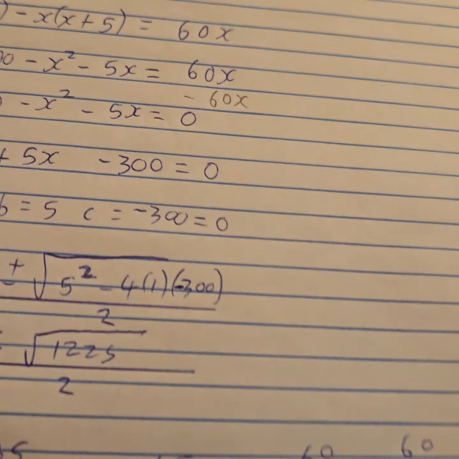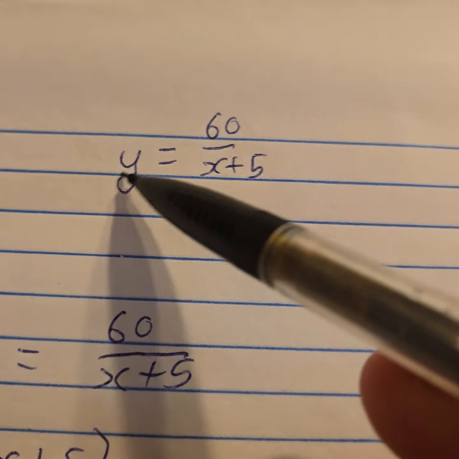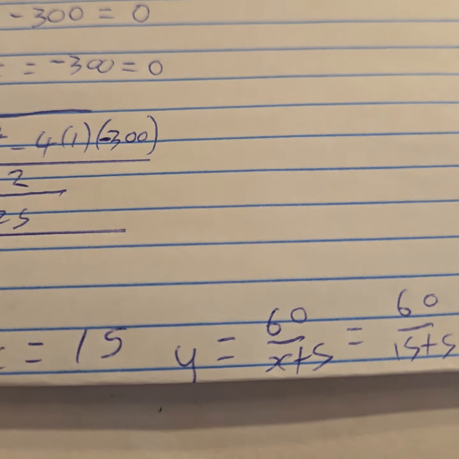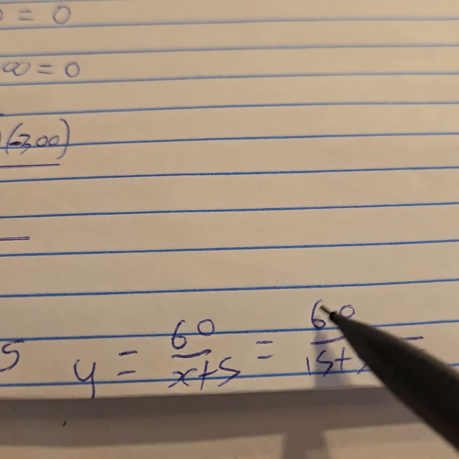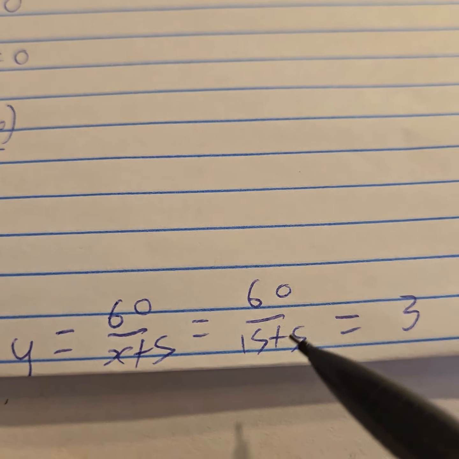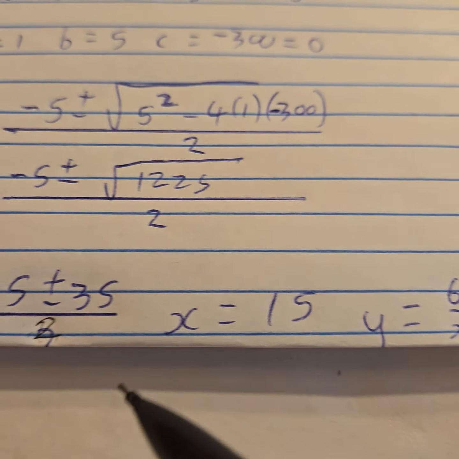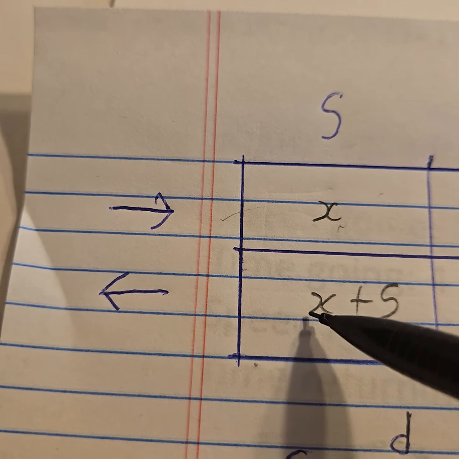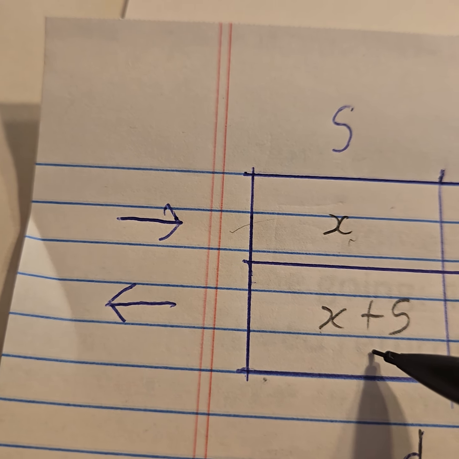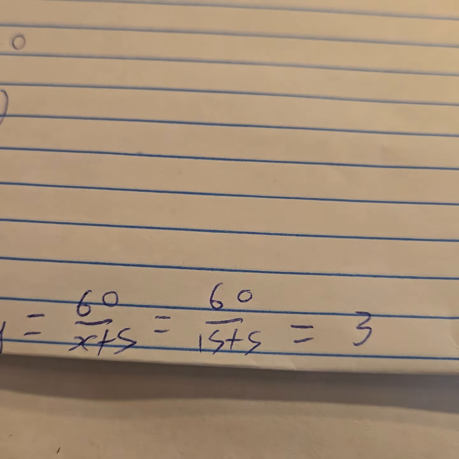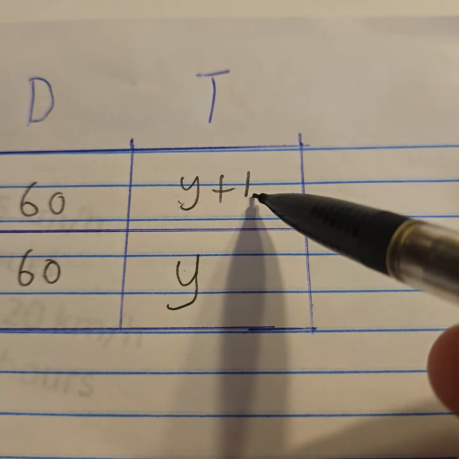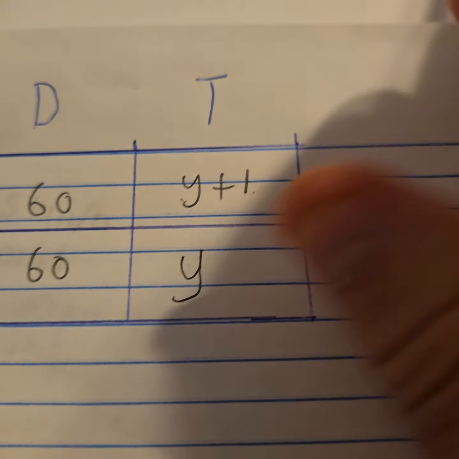X is 15. And I'm going to take this equation. If x is 15, I substitute in over there, and y is equal to 60 over 15 plus 5. 60 divided by 20 is 3. So if x equals 15, that means the speed coming back, 15 plus 5, would be 20. And if y is equal to 3, that means the time is 3 plus 1, which is 4. That's the time going there.